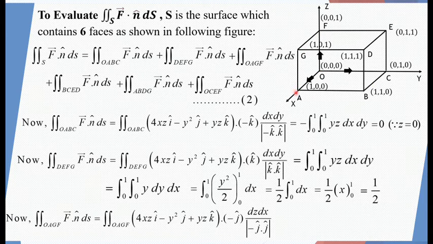OAGF. So it is in the xz plane. So in this particular case y is equal to 0 because it is on the left-hand side and it comes from the origin. So we can take n cap as minus j cap, and dS will convert into dz dx upon minus j cap dot j cap. So when we take the dot product, it is minus minus plus, so it will be y square dz dx, and the limits are the same.